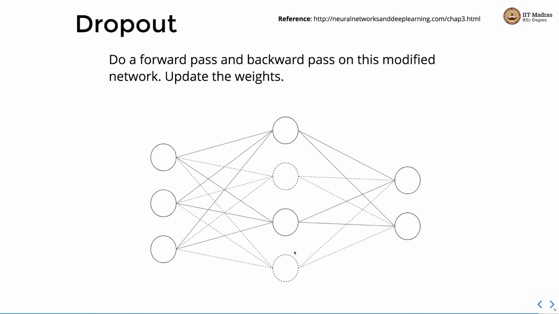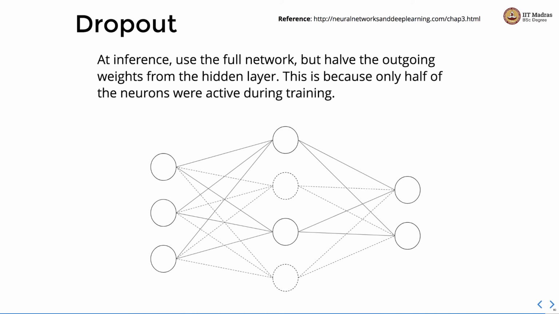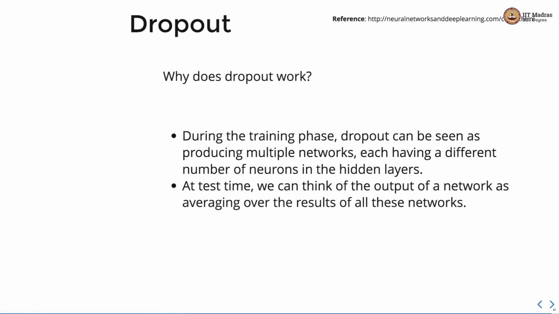Then we perform a forward pass and backward pass on this modified network and update the weights. We keep repeating this at every epoch. At inference, we use the full network but halve the outgoing weights from the hidden layer. This is because only half of the neurons were active during training.